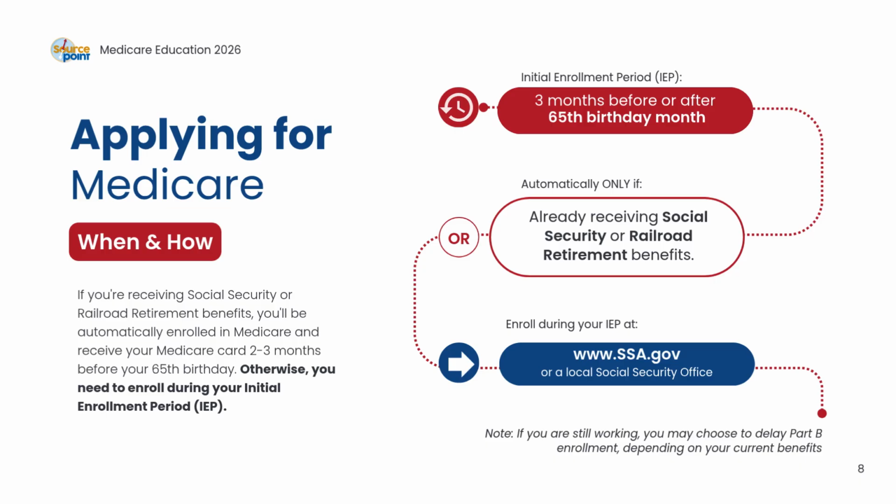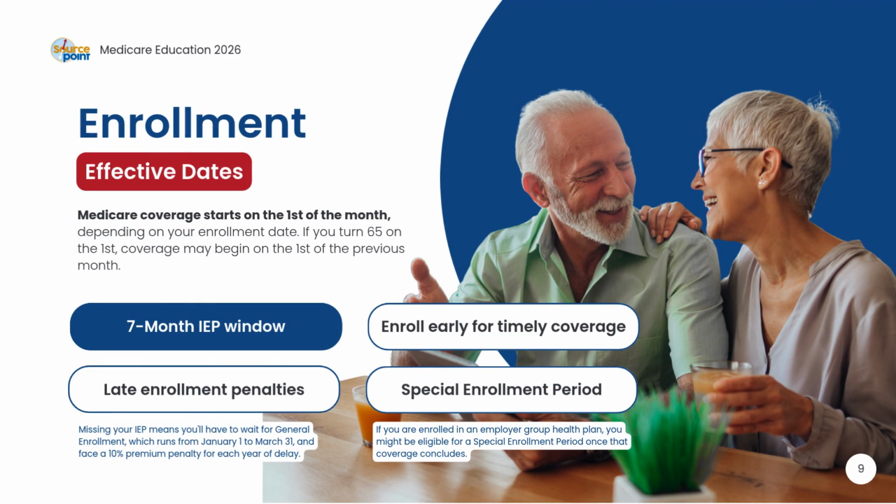However, if you are not receiving Social Security or Railroad retirement benefits, you will need to enroll during your initial enrollment period, also referred to as your IEP. The IEP is a 7-month period, broken down as follows. The 3 months before your 65th birthday month, the month of your 65th birthday, and the 3 months after your 65th birthday month.